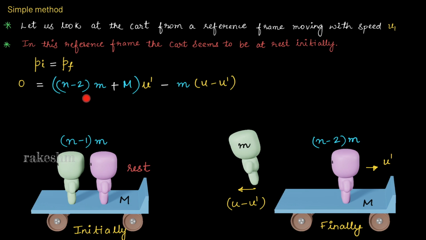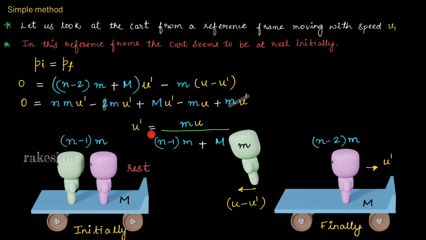So we will write ((n minus 2) times small m plus capital M) times u dash, minus this person here has a speed (u minus u dash) to the left. So minus m times (u minus u dash). When we expand this RHS, we get this equation here. We can cancel this m u dash and minus 2 m u dash. This becomes minus m u dash. So we get u dash equals m u divided by ((n minus 1) times m plus capital M).